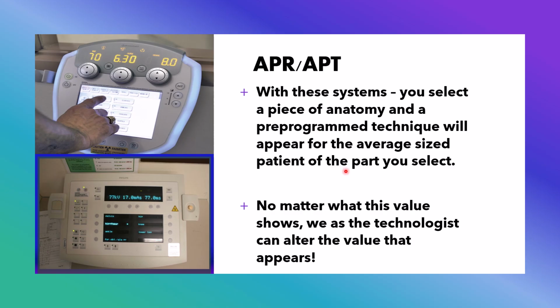It will appear for the average size of the patient that you select, but you can select a different patient size. No matter what this value shows, as a technologist, we can alter this value that appears because there are circumstances where we need to use less exposure or more exposure. These can always be changed.